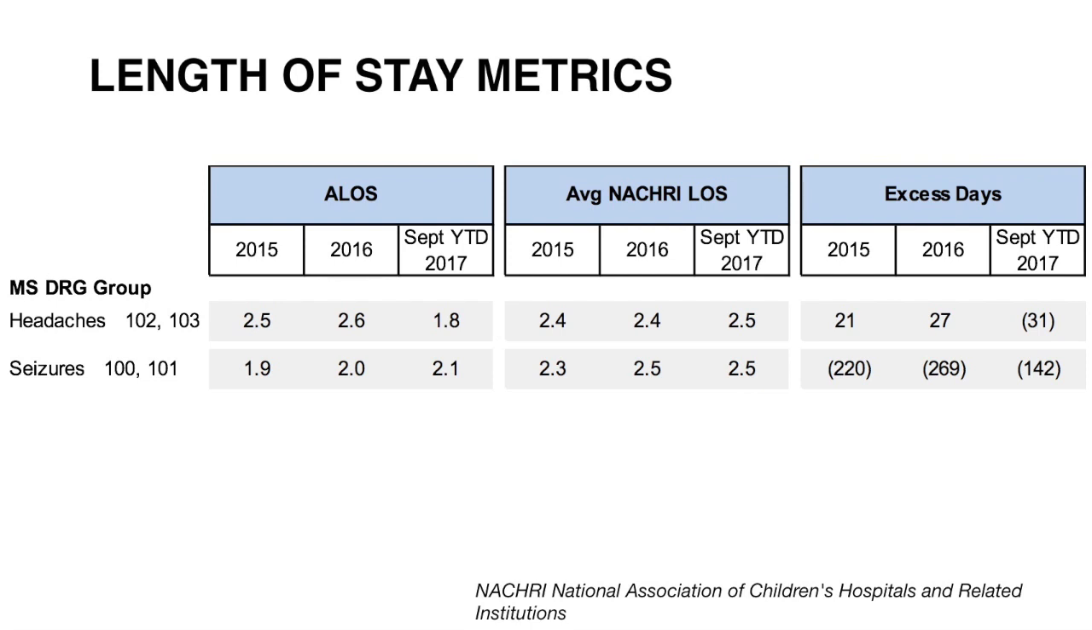The average NACRI length of stay, now this is a benchmark that we use at the Children's Hospital, basically to set ourselves a goal. So the goal is 2.5 days, and we are well surpassing that, which as you can see in this excess days category here, we are doing very well. You would like to see your excess days be a negative number because it means you're discharging faster than the benchmark, which is usually a good thing financially. So in both of our DRGs, as you can see here for headaches and seizures, our excess days are doing very, very well. And they've, for the most part, done better year over year. So that's just an example of what we look at.